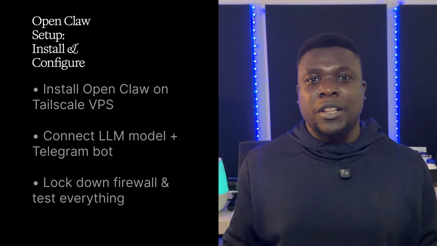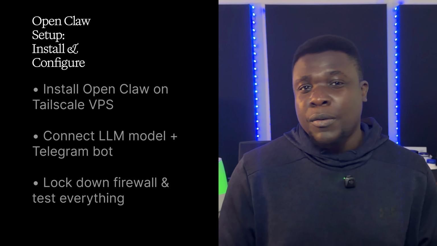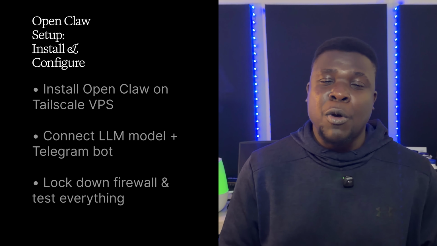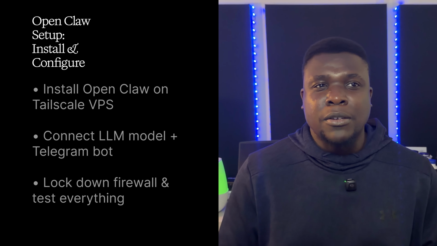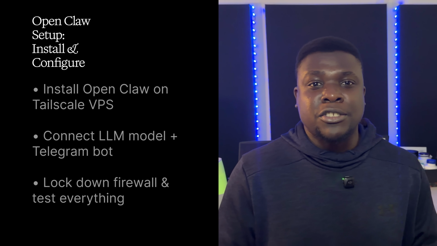What we're going to be doing in this video is actually the fun part. We're going to actually install OpenClaw on our private Tailscale server. We're going to install OpenClaw. We're going to connect the model. I'm going to show you what model I use. There's different models you can use right now. We're going to connect Telegram. We're going to lock down the firewall. I'm going to show you how to do that.